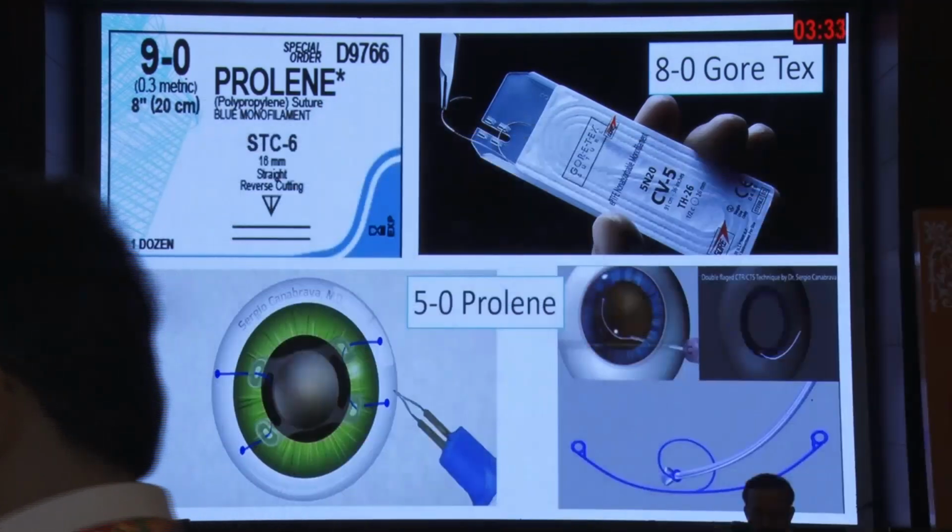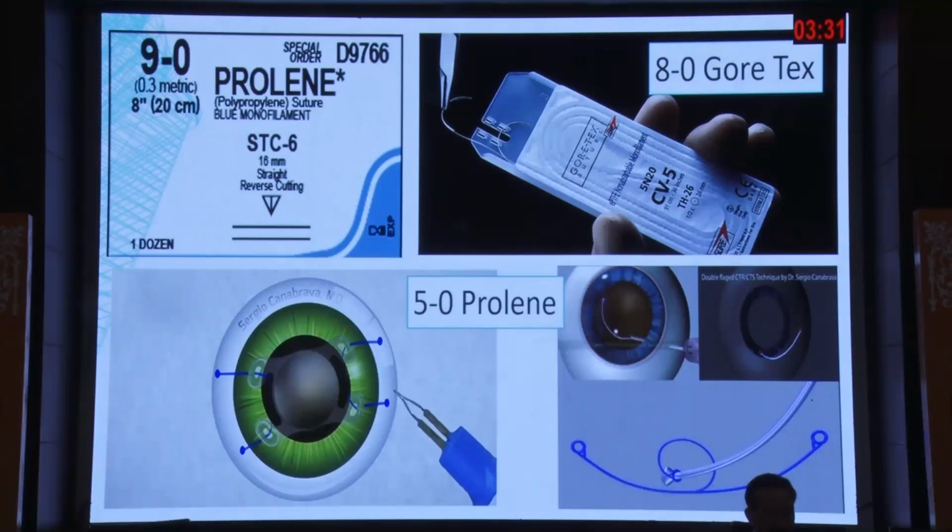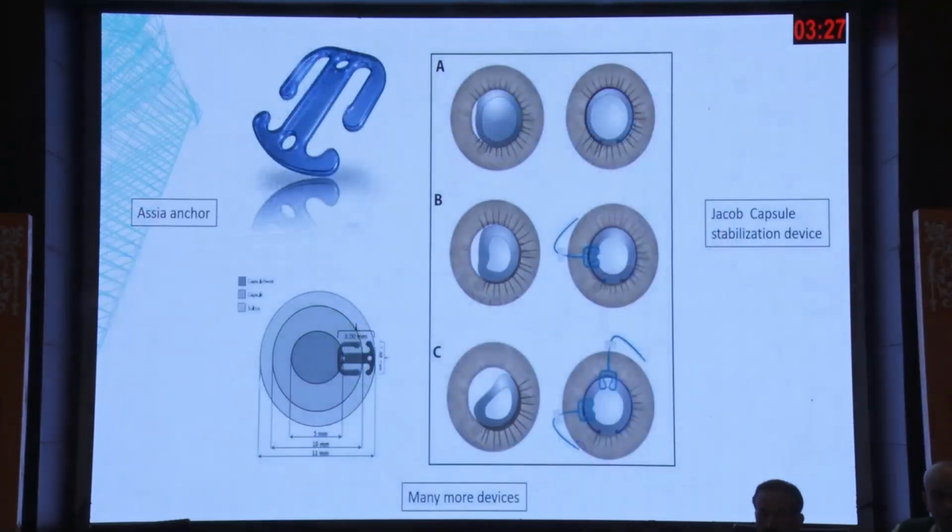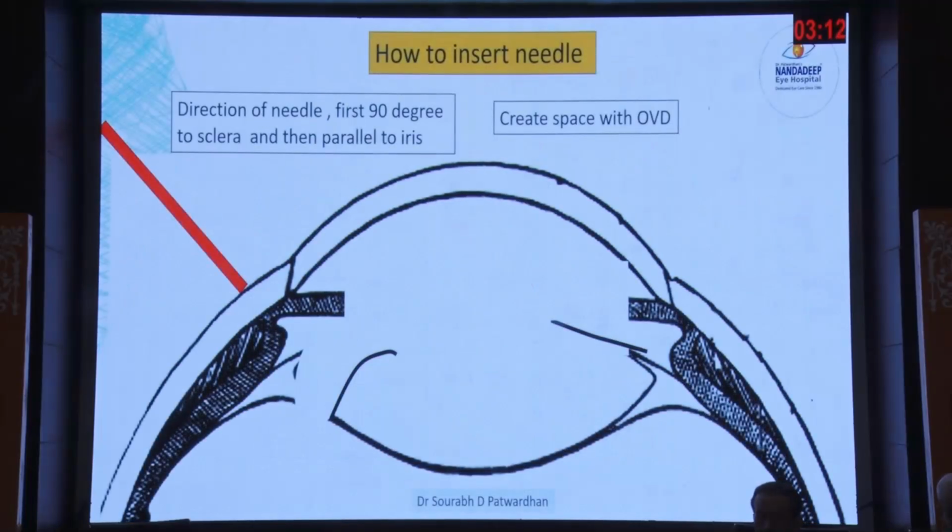I generally nowadays use 6-0 prolene and use the double flange technique, which is easier to fix to the sclera. Now, there are many other options which will be available in future. So what you have to do is stick to one particular technique when you are learning, and later you can explore the other options. Generally, when I started, I used 9-0 prolene. Later I just fixed myself to 6-0 prolene, and that I continuously use.